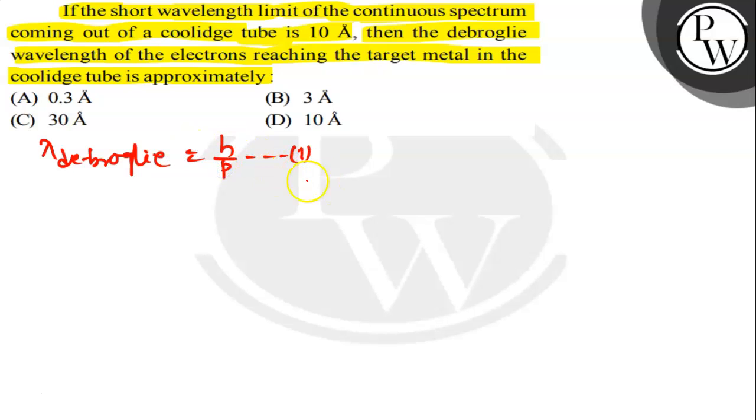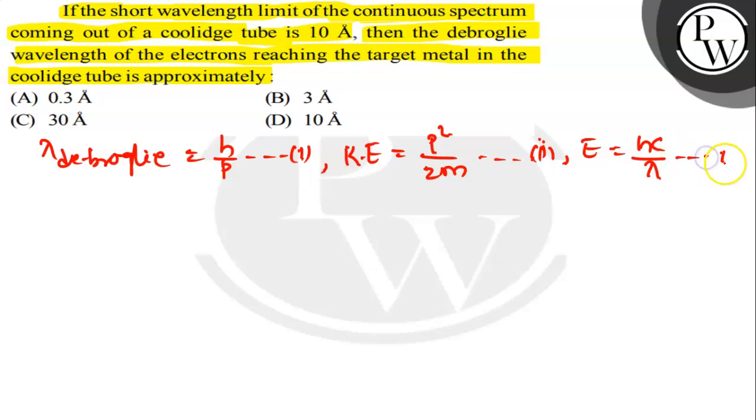This is equation 1. The kinetic energy of a particle is given by kinetic energy is equal to p square by 2m, equation 2. The energy of a photon is given by E is equal to hc by lambda, equation 3. Here lambda de Broglie is the wavelength of the particle, lambda is the wavelength of the photon, h is Planck's constant, c is the speed of light, p is the momentum of the particle, and m is the mass of the particle.